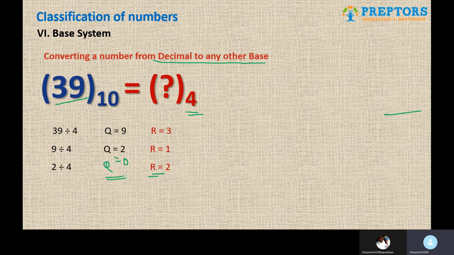And what you are going to do is just write down all the remainders in the reverse order, from bottom to top, something like this. When you write the remainders in the reverse order, you get the same answer, that 39 in decimal base is 213 in base 4. And that's the conversion. Instead of asking you to convert into base 4, they might ask you to convert into base 6. So you just divide by 6, and that's the only part that you need to remember.